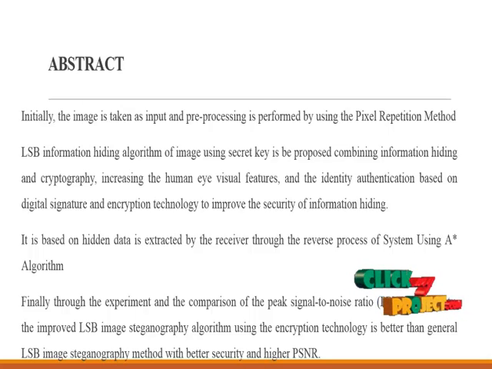Increase the human eye visible features. The identity authentication based on digital signature and then encryption technology improves the security of the information hiding. Based on the hidden data, the receiver extracts using the inverse of the system with the A-star algorithm. This is based on the A-star algorithm for searching the data.